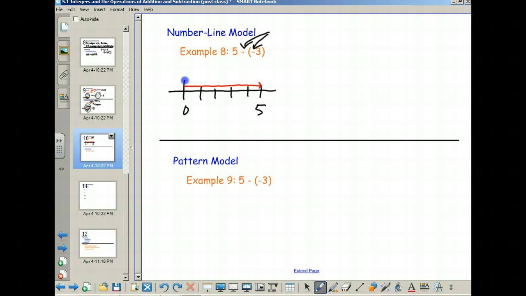So picture-wise, you have this. It's the idea of changing direction. So when we're thinking about a number line model, we're thinking about this idea of changing direction.